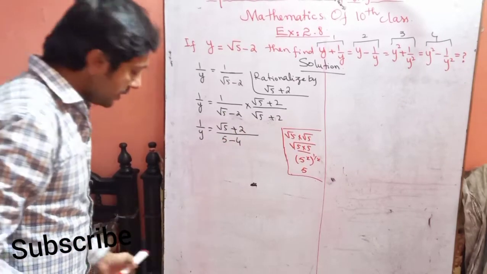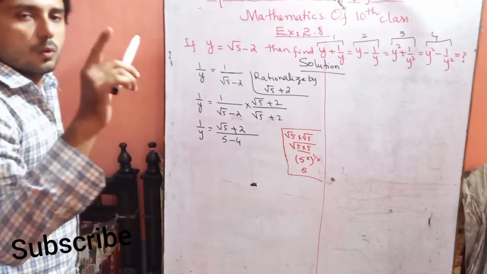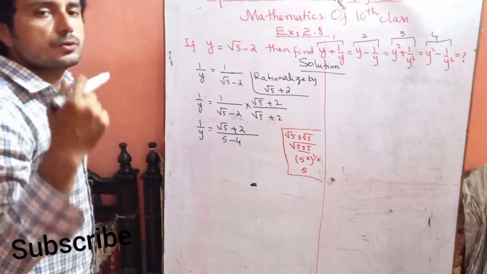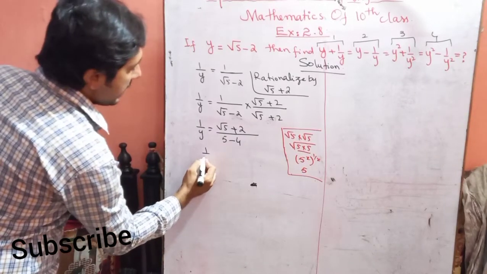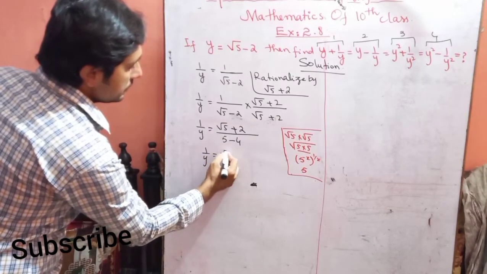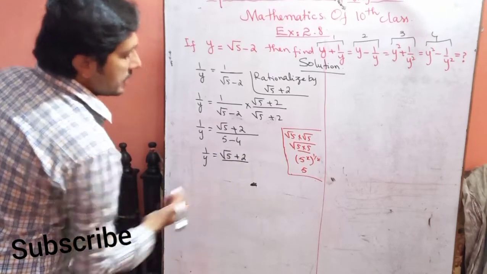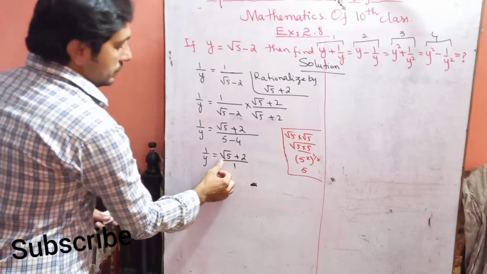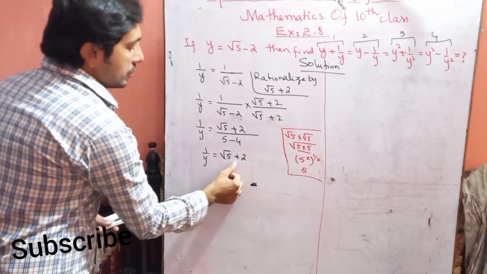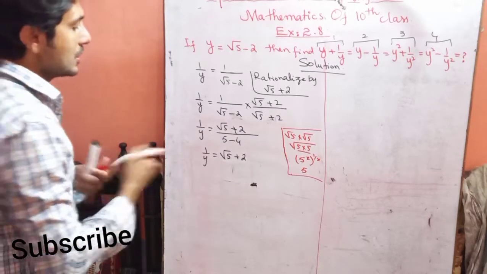Now in the denominators, if we subtract 4 out of 5, 1 is remaining, and we won't write down the 1 in the denominator, it is understood. So 1 upon y will be equal to under root 5 plus 2, divided by 1. Since it is understood, we do not write down this 1 in the denominator. Now this is the value of 1 upon y.